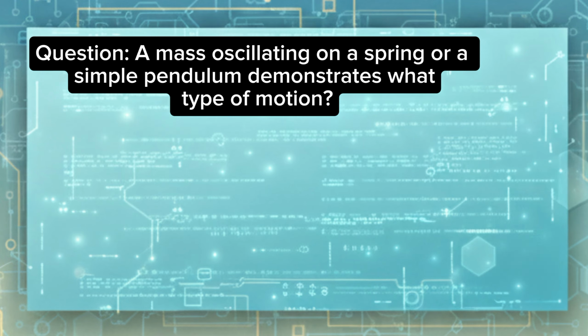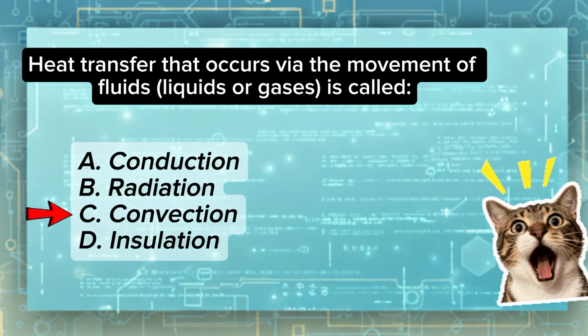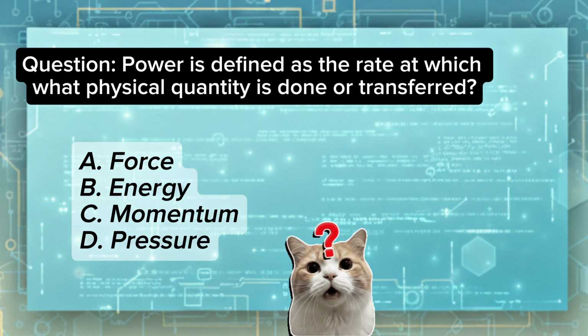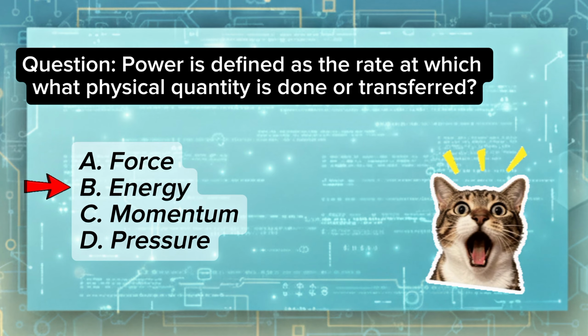Answer: conservation of momentum. Heat transfer that occurs via the movement of fluids, liquids or gases, is called? Answer: convection. Power is defined as the rate at which what physical quantity is done or transferred? Answer: energy.